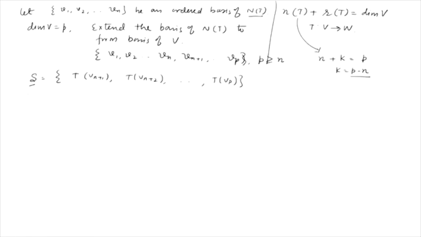For a basis of R(T), we have to show two properties. Number one, it is linearly independent, and number two, the span of this generates the entire R(T). So first let us see the span of this. The span of this is T of V(n+1), T of V(n+2), up to T of Vp.